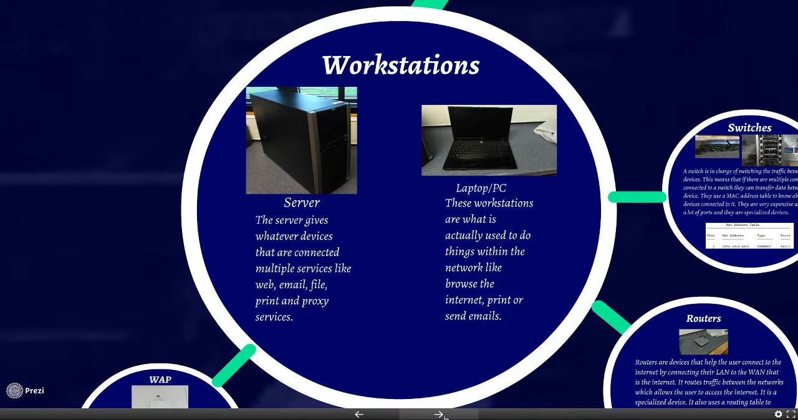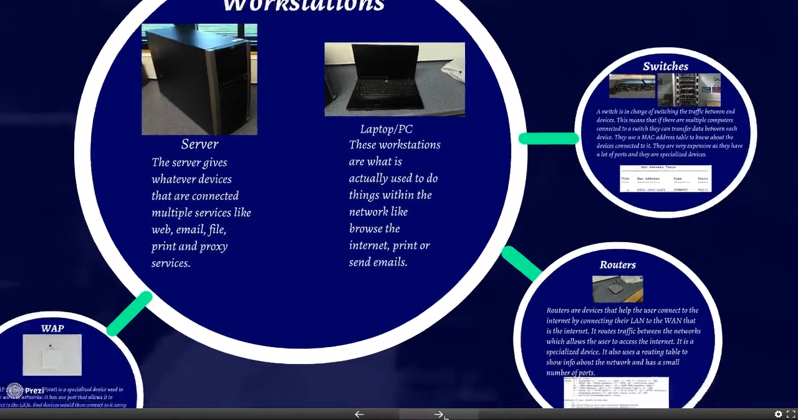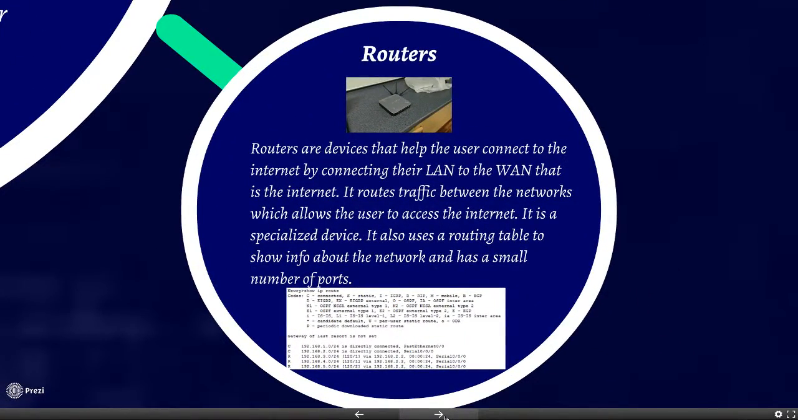The picture on the left is of a server which is used to provide services to the users on the network. The picture on the right is of a desktop which will be used to access the services provided by the server. Another device would be a router. The router is used to allow the workstations to connect to the internet by routing traffic. It is a specialized device, which means that they have their own processor, RAM, hard drive, and other key components. You can see information about the network using the routing table that it provides.